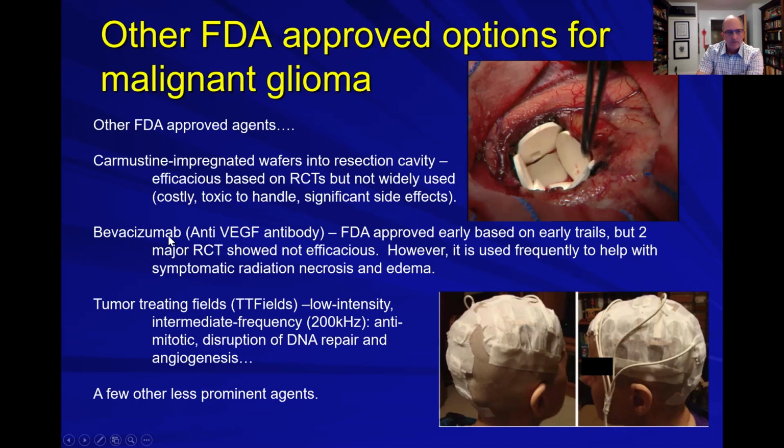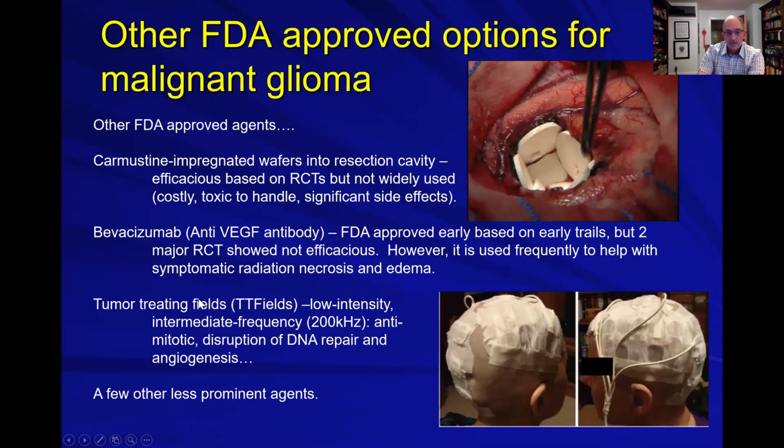Everybody's probably heard of bevacizumab, the anti-VEGF antibody. That was approved a bit early based on some early results, but subsequent randomized clinical trials showed that it really was not efficacious. However, big however here, it clearly is used a lot nowadays because it does play a role. It can help with things like symptomatic radiation necrosis and edema.